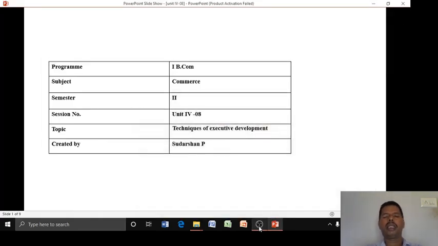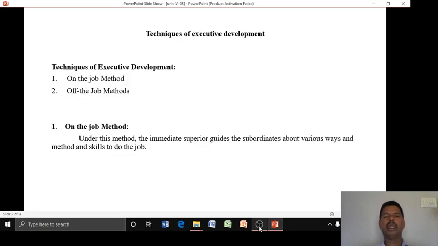Okay, dear learners, in the previous session, we have studied the needs and objectives of executive development under the fourth chapter of session 7. Now, in section 8 of the same chapter, we are going to study the techniques or methods of executive development.